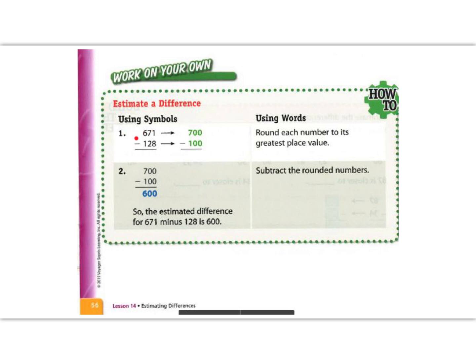If we're using symbols, we have 671 minus 128. It says you're going to round each number to its greatest place value. So the greatest place value is the hundreds place, so you're going to round it to 700 and 100. And then you just subtract the rounded numbers, 600. So the estimated difference for 671 minus 128 is 600. So that's estimating. That's all you have to do for estimating. You round to the nearest or the greatest place value, and then you subtract.